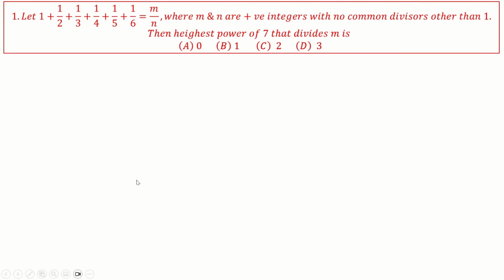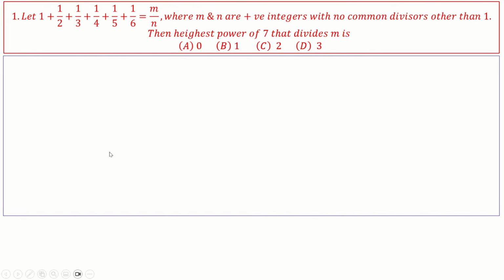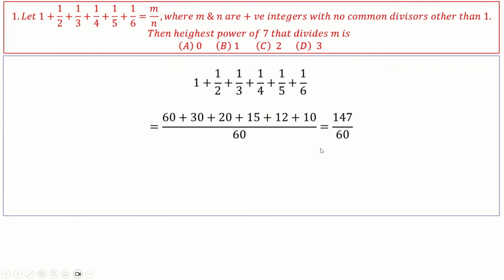The first question is: let 1 plus 1 by 2 plus 1 by 3 up to 1 by 6 be m by n, where m and n are positive integers with no common divisors other than 1, which means basically they are written in the simplest form. GCD of m comma n is 1. The highest power of 7 that divides m is... this is a very straightforward, simple question. Take the LCM and do it.